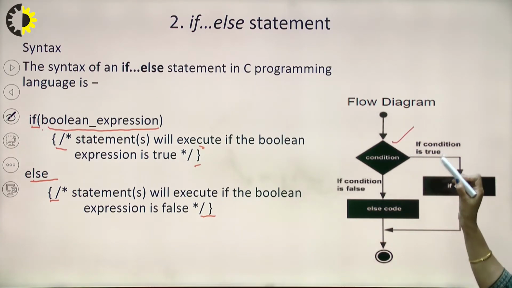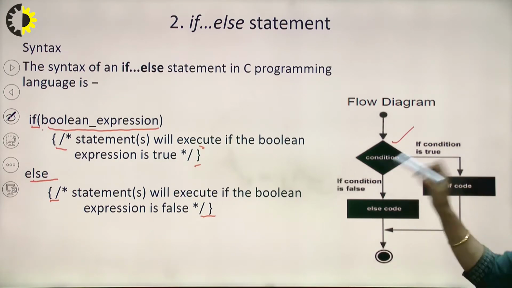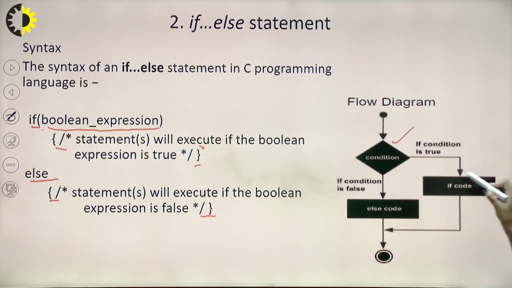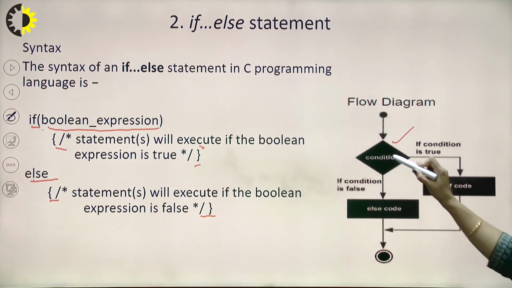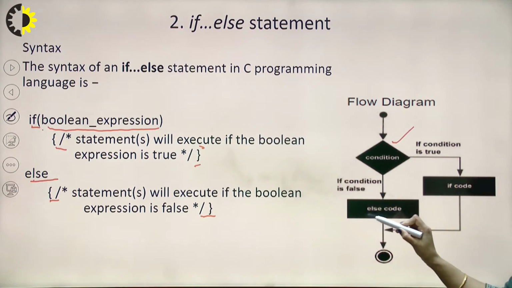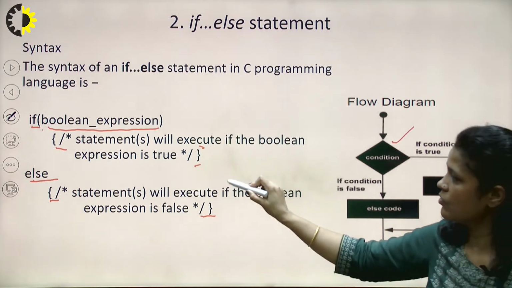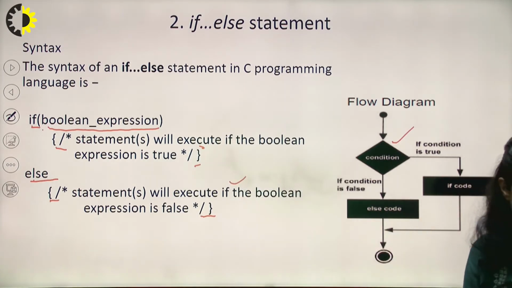And what will be the outcome of this condition? It will be true or it may be false. So if it is true, then the code associated with the if statement will be executed. If this condition is false, then the code associated with the else statement will be executed. So this is how the syntax works.